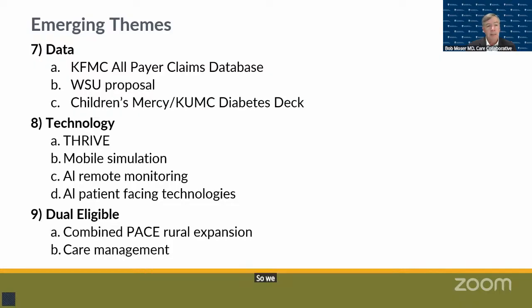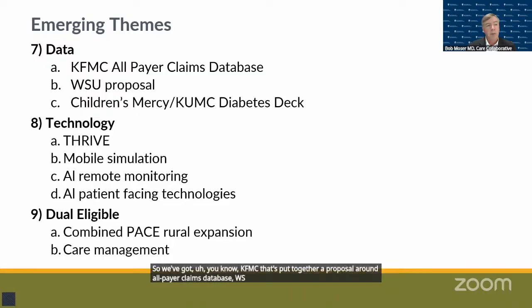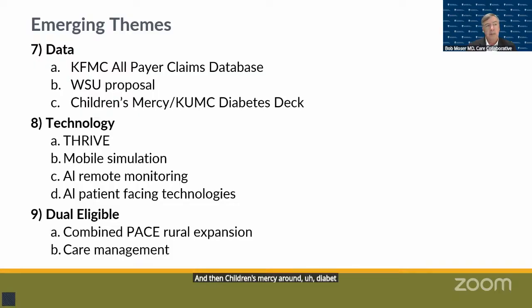So we've got KFMC that's put together a proposal around an all payer claims database, WSU with their Pop Health and community engagement programming, and then Children's Mercy around diabetes and such. And they also have a lot around asthma in childhood as well.